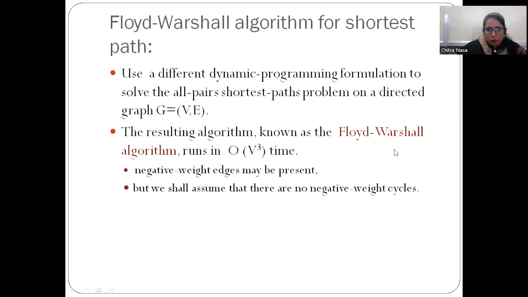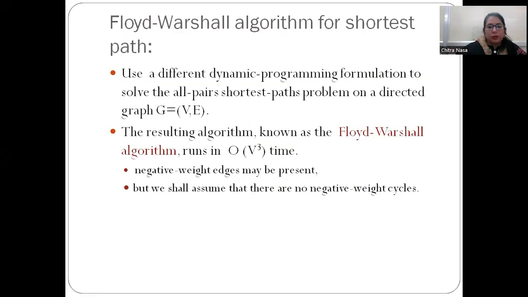Today's algorithm which we're going to study is Floyd-Warshall. Floyd-Warshall is an all-pair shortest path algorithm, and it is based on the DP approach. All-pair shortest path means it will provide you the shortest path from each node to every other node. If you have 5 nodes, then from the first node to all the rest, from the second to all the rest. That's why it is all-pair shortest path.